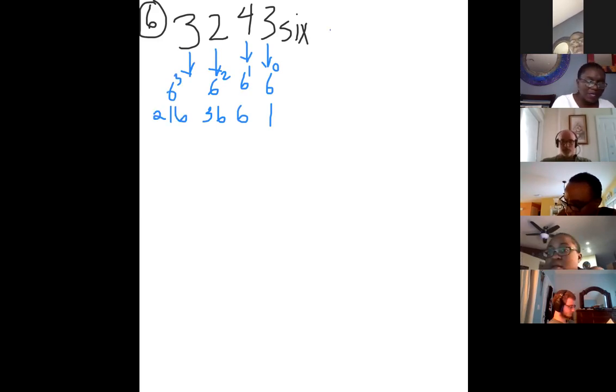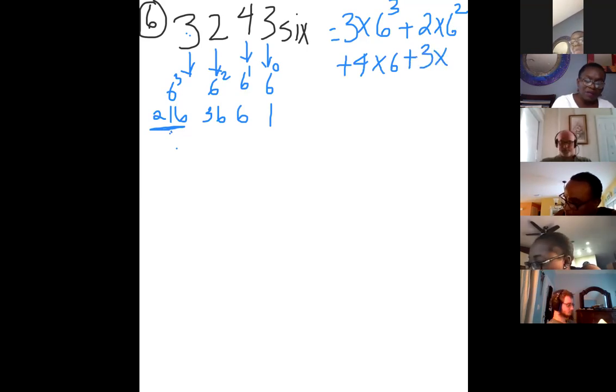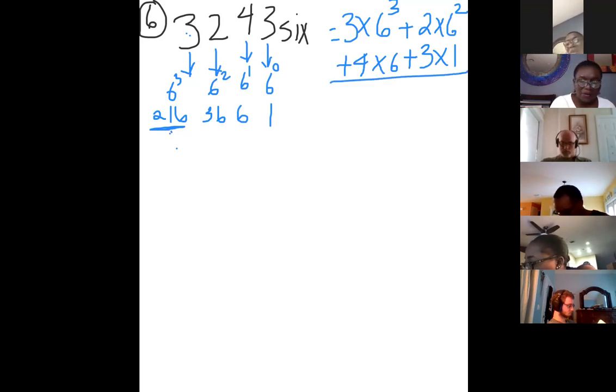Now what you do is you take each digit and multiply it by its place value. So we're going to take the 3, multiply it by 6 to the third, which is 216. Take the 2, multiply it by 6 to the second, plus you take the 4, multiply it by 6, and then last but not least, you take the 3 and multiply it by 1. So guys, this is very similar to what we were doing with the expanded form. Go ahead and type this into your calculator and let the calculator do it for you. Just type all of it in, see what you come up with.